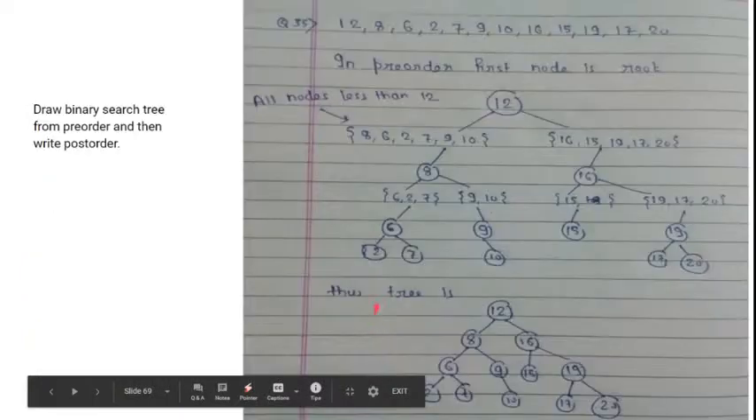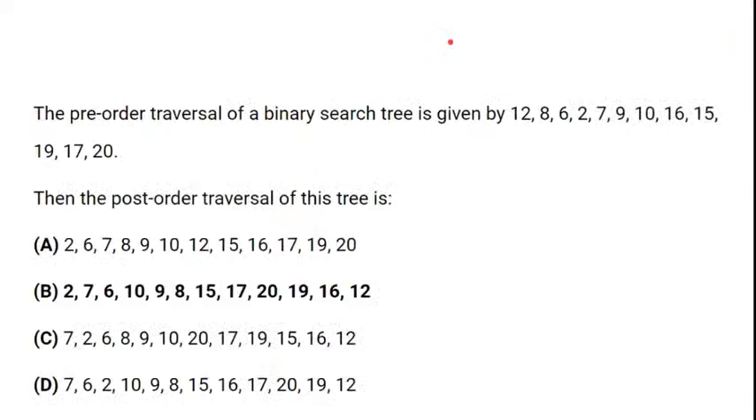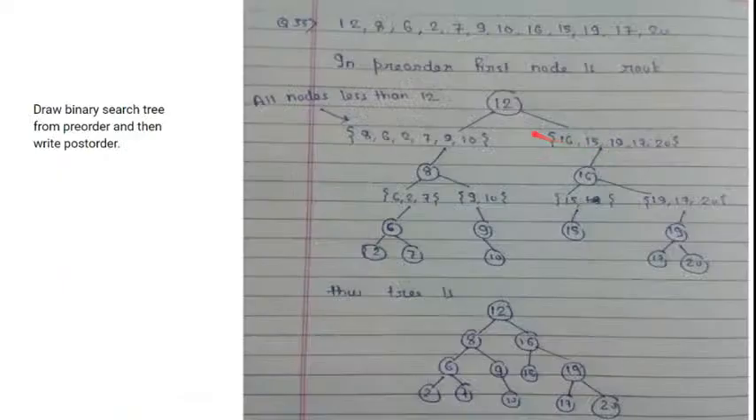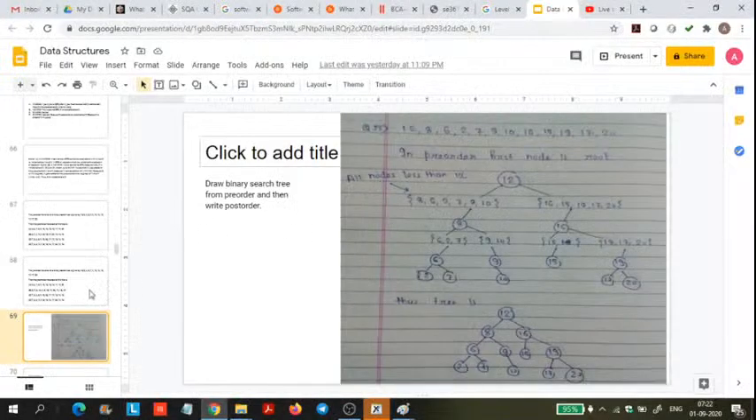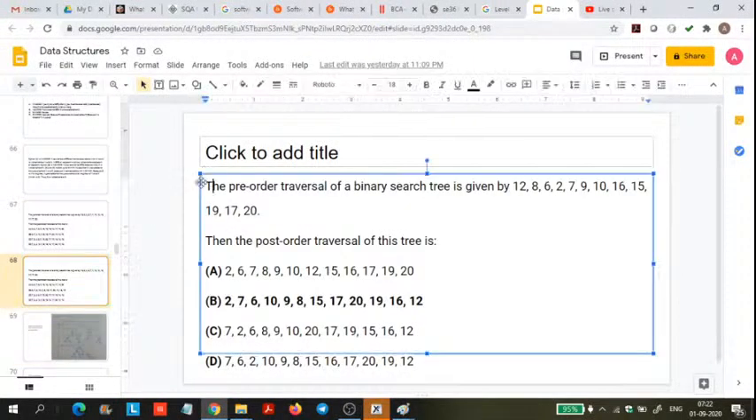From this pre-order, how can we get the post-order? The root is 12, and you have to find the elements less than 12: 8, 6, 2, 7, 9, 10, then 16, 15. After the root, what is next? 8, which acts as a root. Shall I discuss it by taking it in Paint?